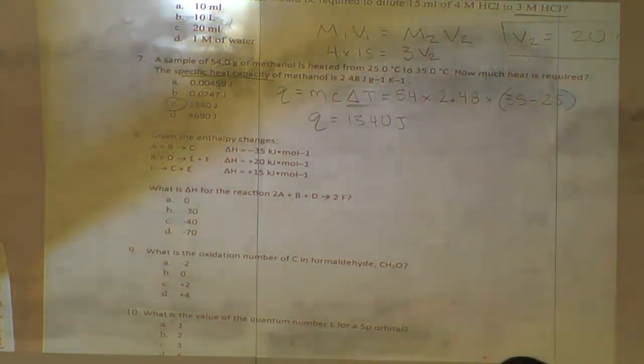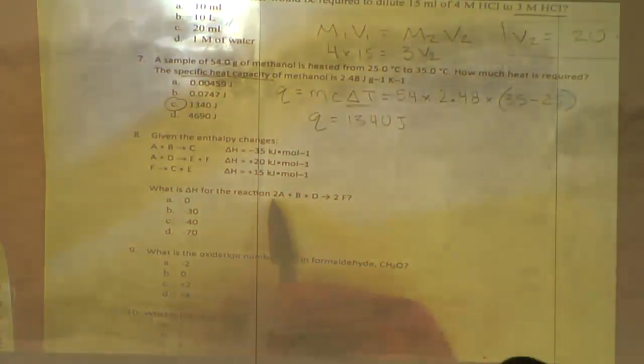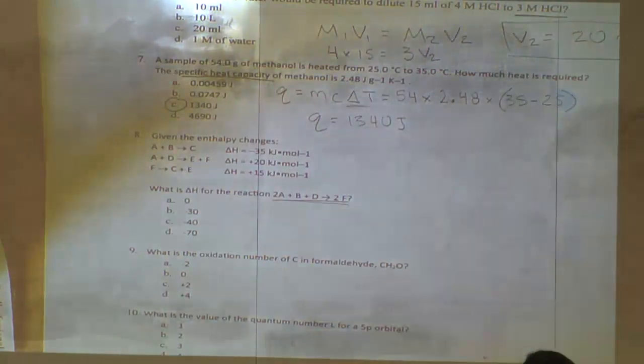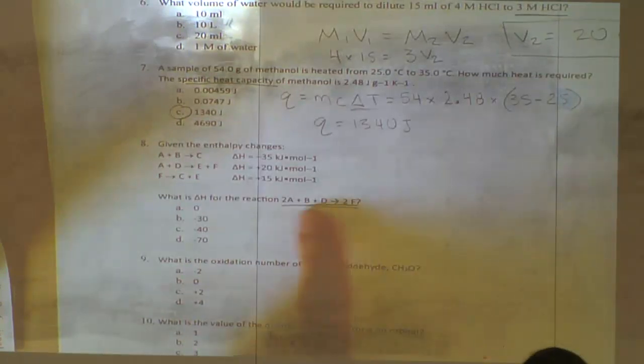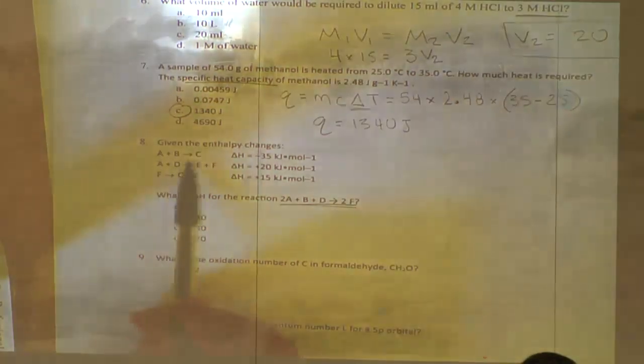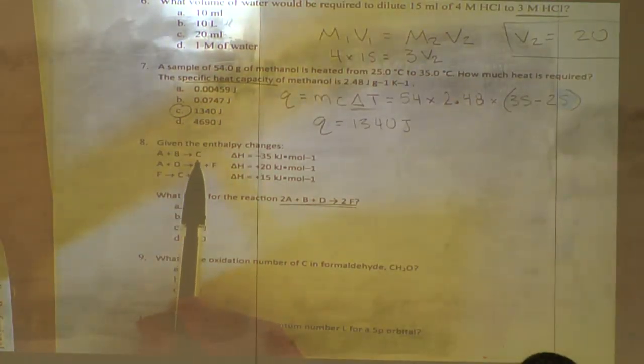Over here, it wants us to end up with this formula: 2A plus B plus D yields 2F. So we have to manipulate these equations by flipping them and so on until we get to our desired solution. Let's start from the beginning. We want 2A. Does the first equation have an A? Is it supposed to be on the reactant side?